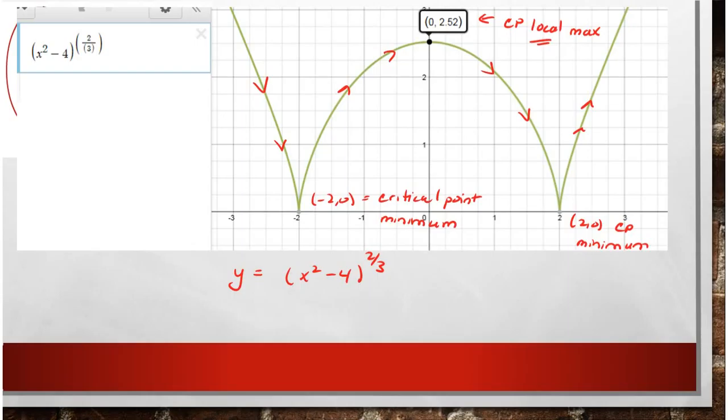So a bad question to ask me the day before the quiz, or maybe the morning of the quiz, is, hey, what does CP stand for? Not good. Not a good question.